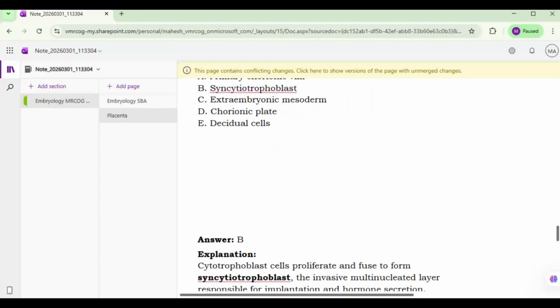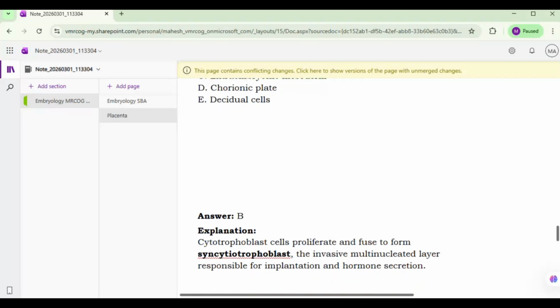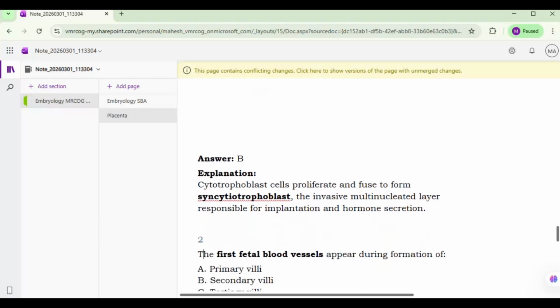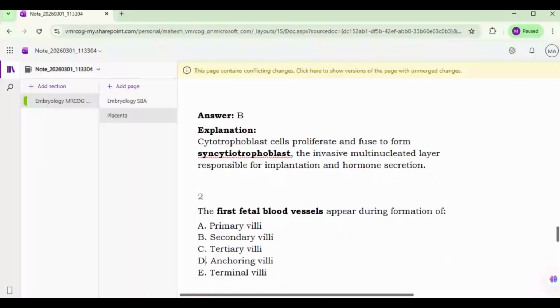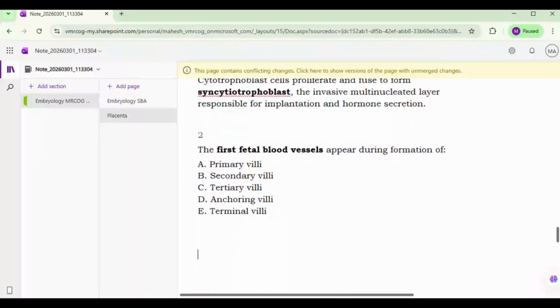Option B. Cytotrophoblast cells proliferate and fuse to form syncytial trophoblast, the invasive multinucleated layer responsible for implantation and hormone secretion. So the cytotrophoblast gets divided into two, cytotrophoblast and the syncytial trophoblast. The cells are also different. The syncytial trophoblast will be multinucleated cells.